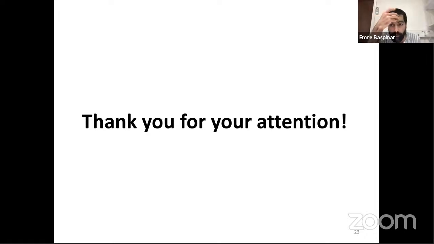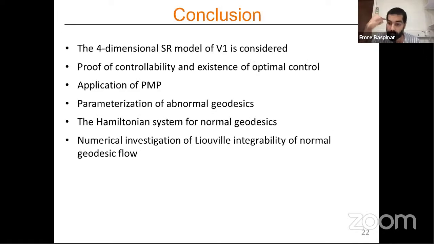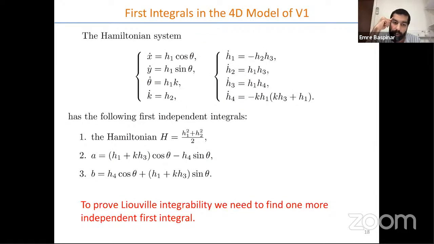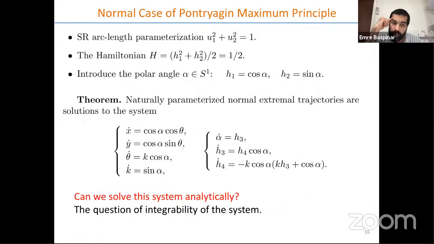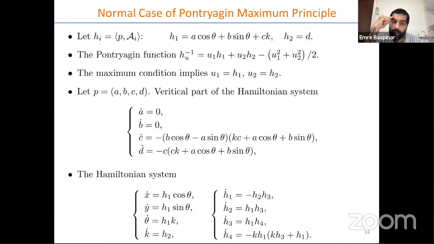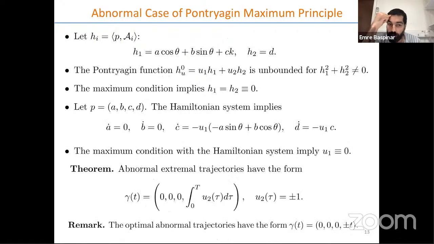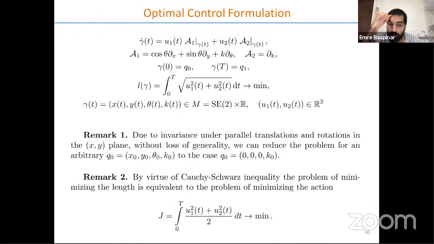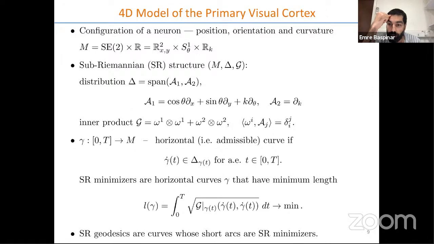I have a question. Alexei, you mentioned that due to the Chow-Rashevskii theorem, the bracket generating condition, the existence is always there for the solutions of the optimal control problem defined in this 4-dimensional geometry, if I understood right. What could you say about the uniqueness? Okay, existence is there, but could you guarantee uniqueness as well?